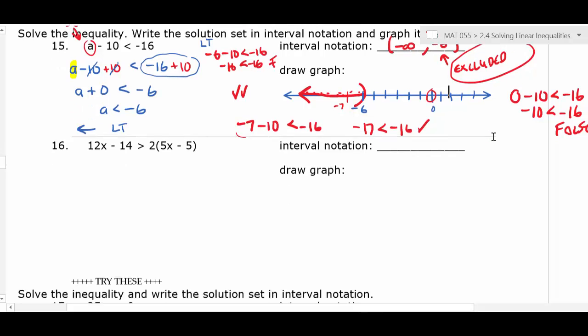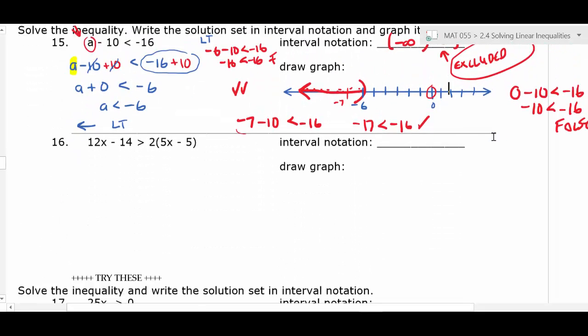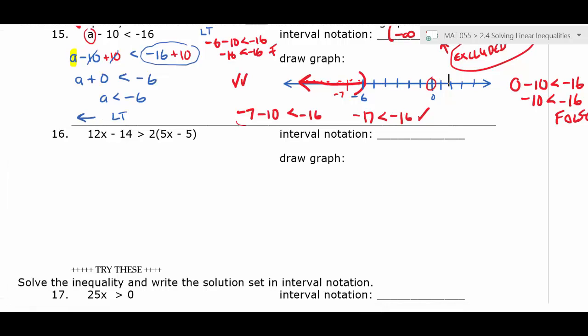Okay? All right, now let's move on and let's do another one like this. And I'm going to do this in a pretty similar way. So I'm just going to start by writing 12x minus 14 is greater than. Now we got a distributive property. So 2 times 5x is 10x. 2 times 5 is 10.